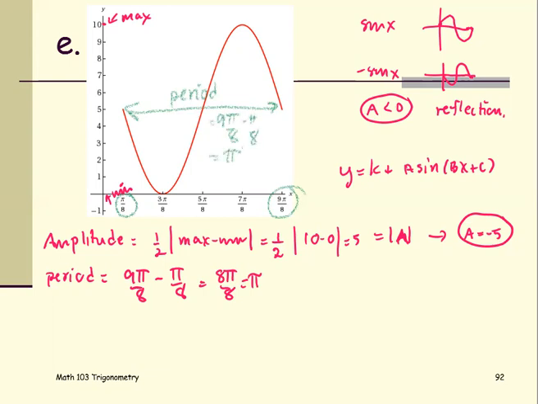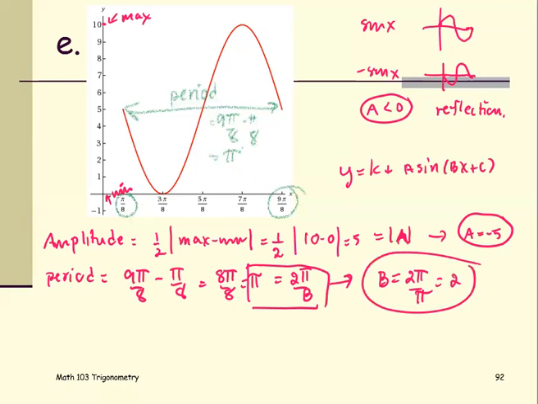The formula to compute the period is 2 pi divided by b. We are going to solve for b using this equation. So b equals 2 pi divided by pi, or 2. So we get b equals 2.